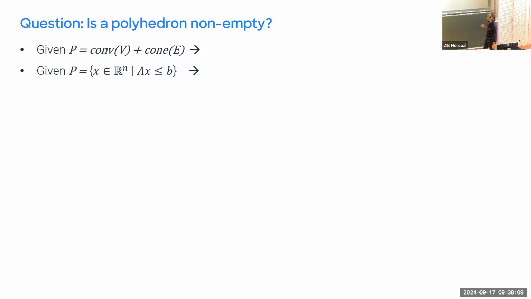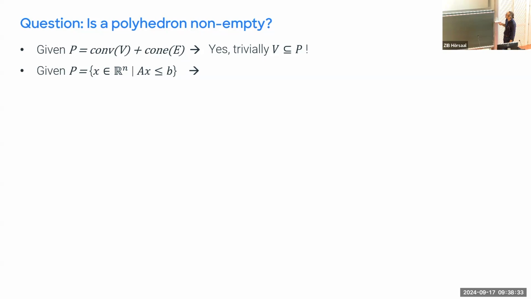Is this first polyhedron non-empty? Can you see that already from this abstract description? And why? Yes. So assuming that V is not empty, of course, V are feasible solutions for my problem. V are contained in the polyhedron.